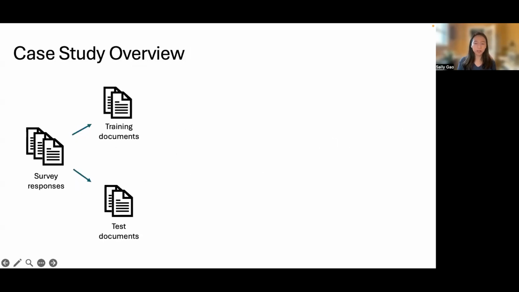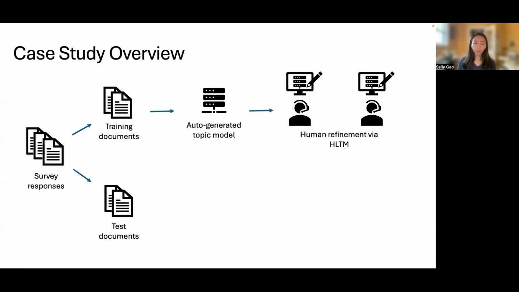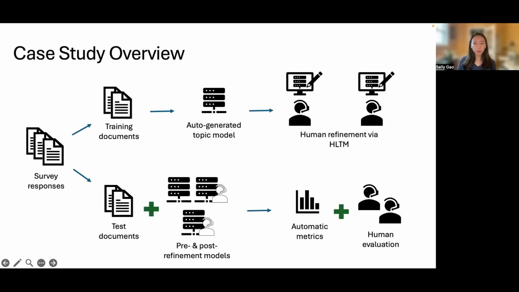We began by splitting the data set into a train set, which was used to create the topic models, and a test set, which we used to evaluate the models post-refinement. First, we created a machine-generated topic model from the train set. Then, we tasked two members of the analytics team with refining it through our custom-built HLTM tool. In addition to giving the refiners a starting point to work with, this initial model serves as a baseline against which we compare the refined models. To evaluate the models, we use a mixture of automated and human evaluation. Two members of the same analytics team who were not involved in model refinement served as our human evaluators.